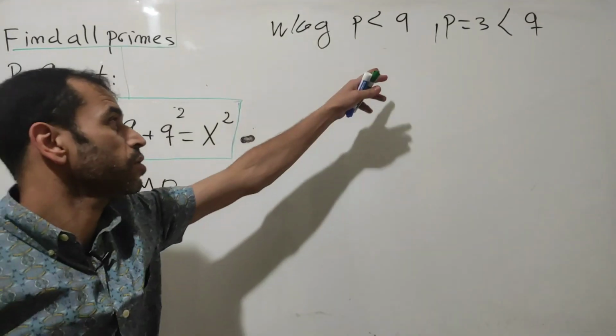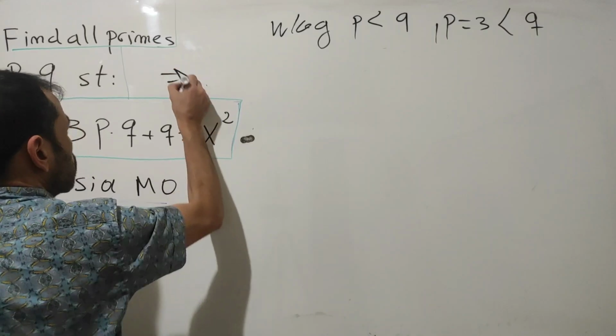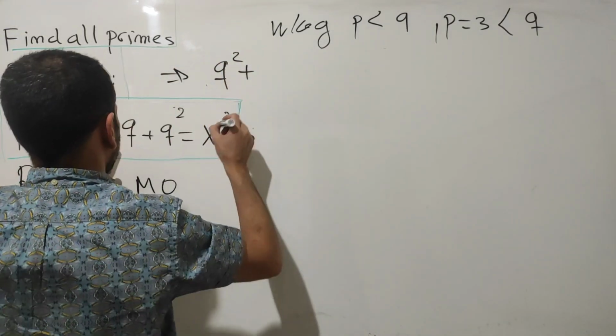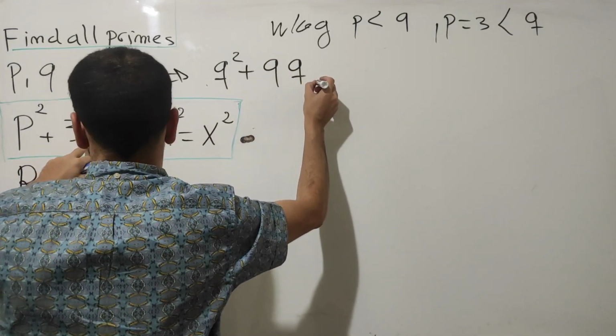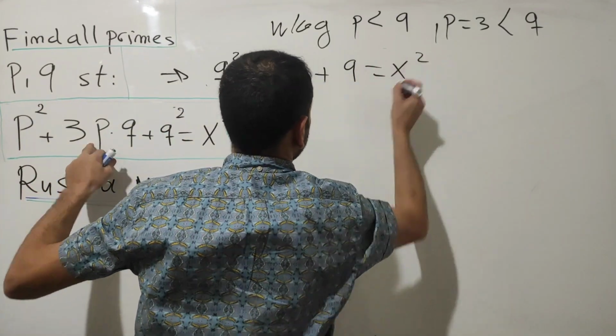So I'll simply take this value of p and insert it back into the original equation to see what it gives us. So I get the following: q squared plus 9q plus 9, which equals a perfect square.